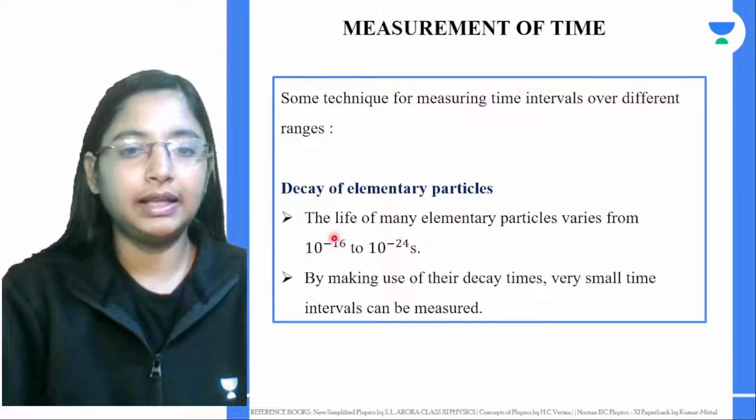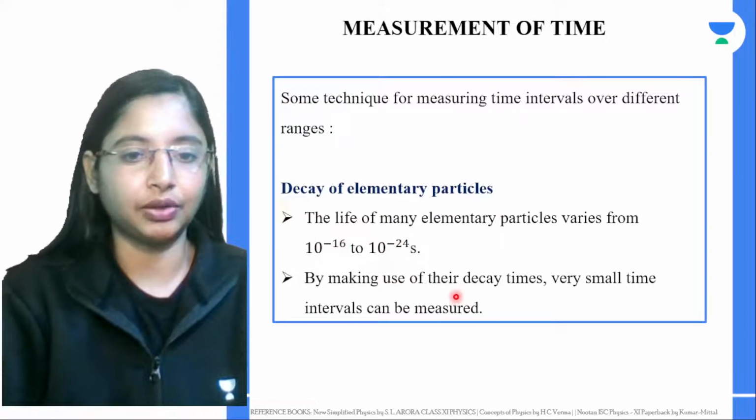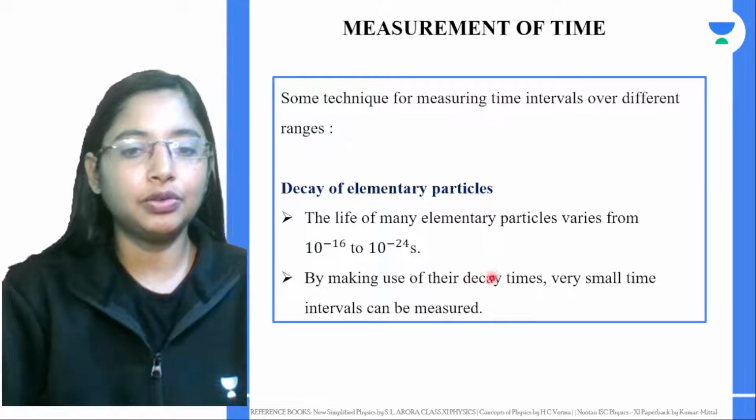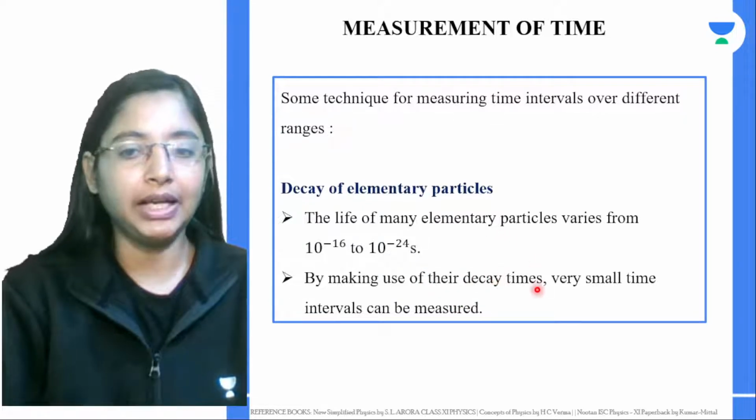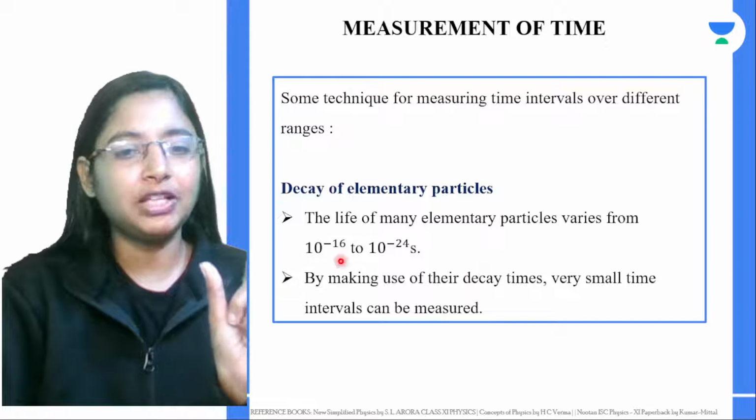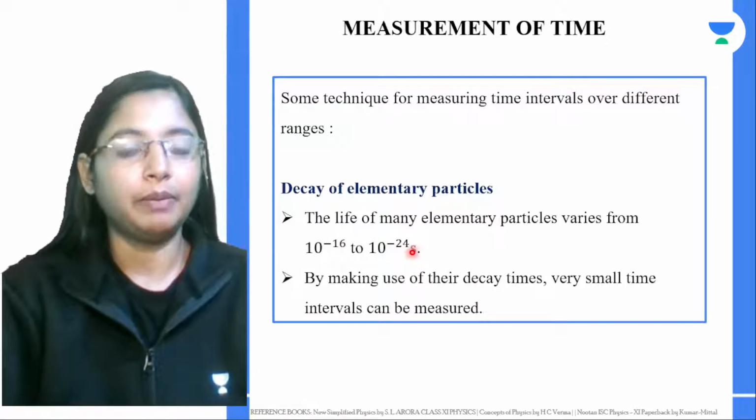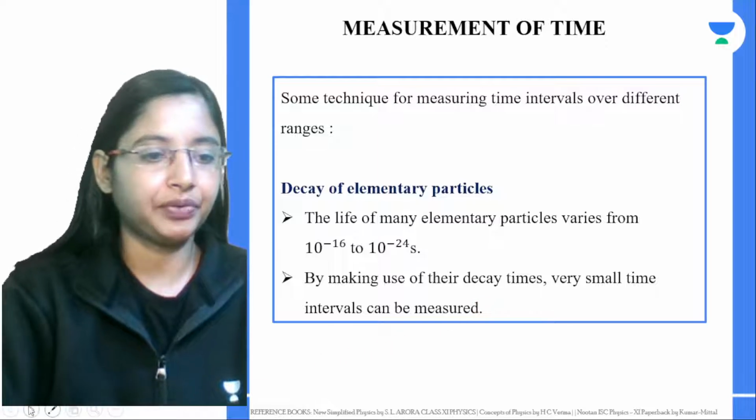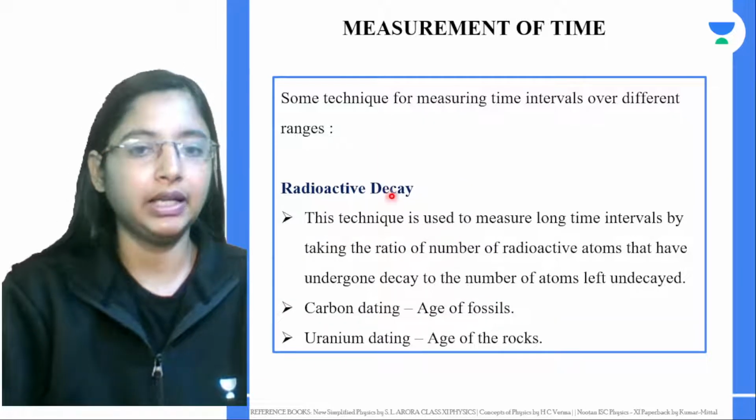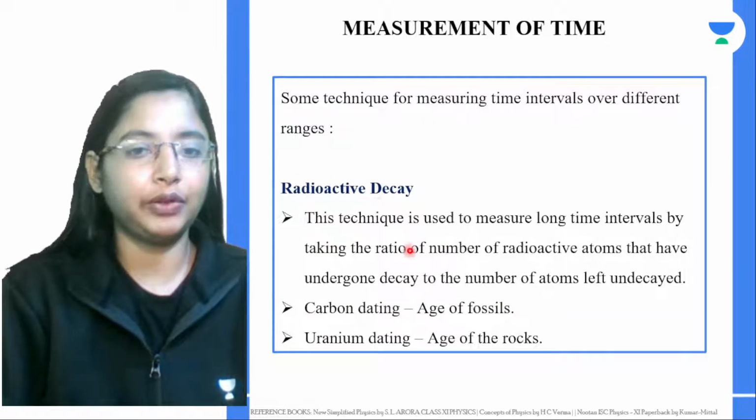The lifetime of an elementary particle varies from 10 to the power of minus 16 to 10 to the power of minus 24 seconds. By making use of their decay time, we can measure very small intervals in the range of 10 to the power of minus 16 to minus 24 seconds. This leads us to the last technique, which is radioactive decay.